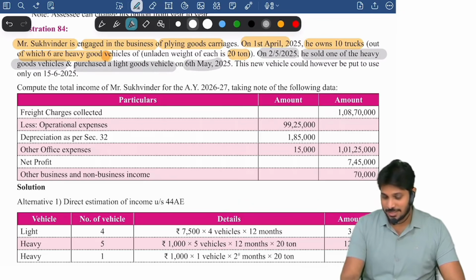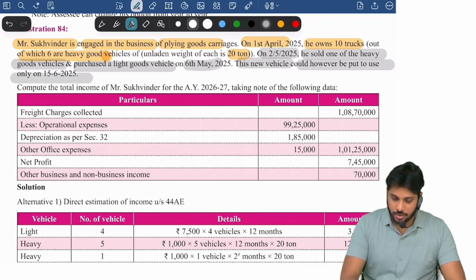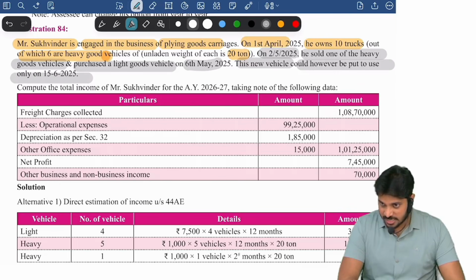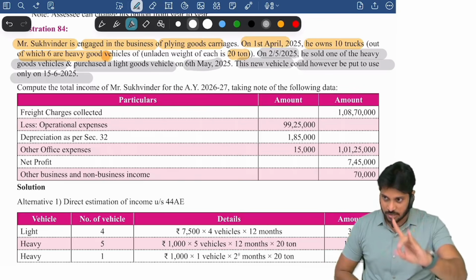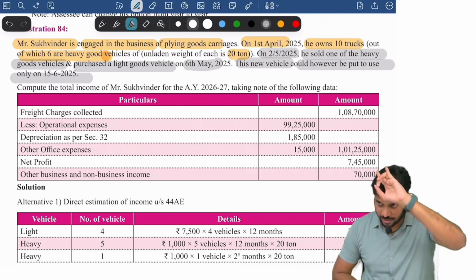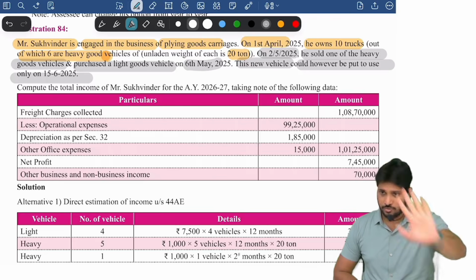The new vehicle could however be put to use whenever; when he used it doesn't matter. How long he owned it, only that matters. Now month means calendar month. Even if you are owning it for one day in that month, you need to calculate income for that month fully.